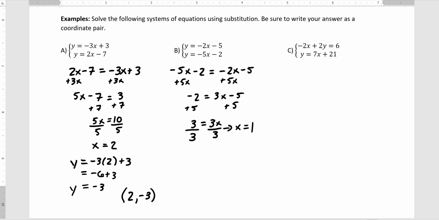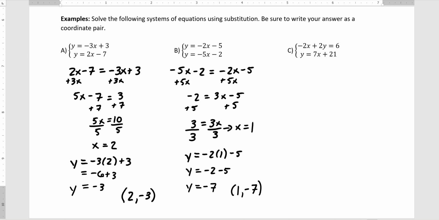So now that I know x is 1, I can plug that into either equation. So I'll say y equals negative 2 times 1 minus 5. Well, negative 2 times 1 is negative 2. Negative 2 minus 5 is negative 7. So my solution would be the coordinate point 1 comma negative 7. Excellent. Alright, let's try letter C here.